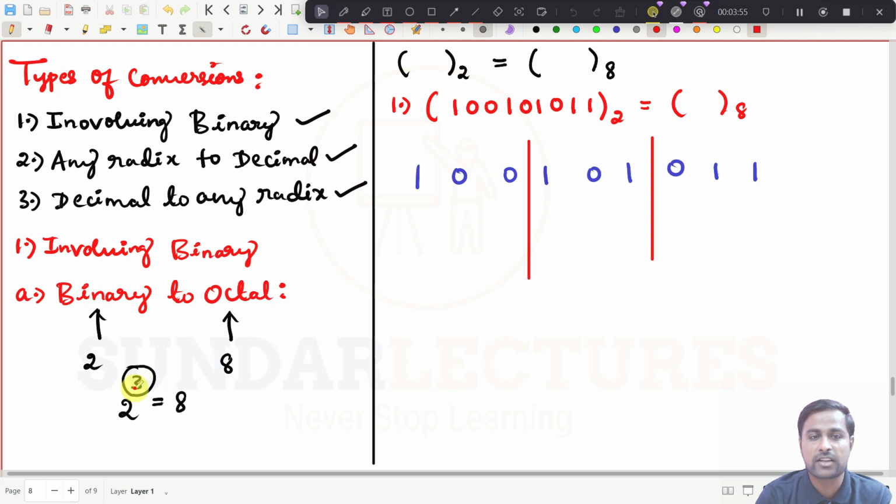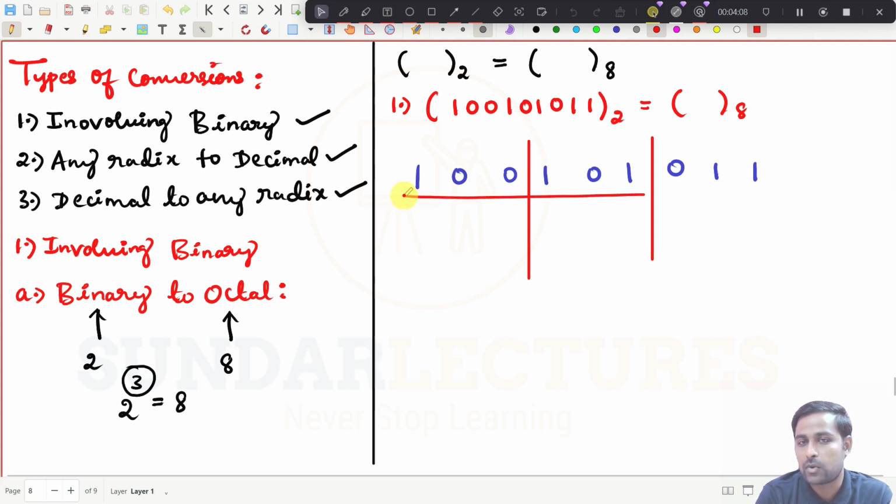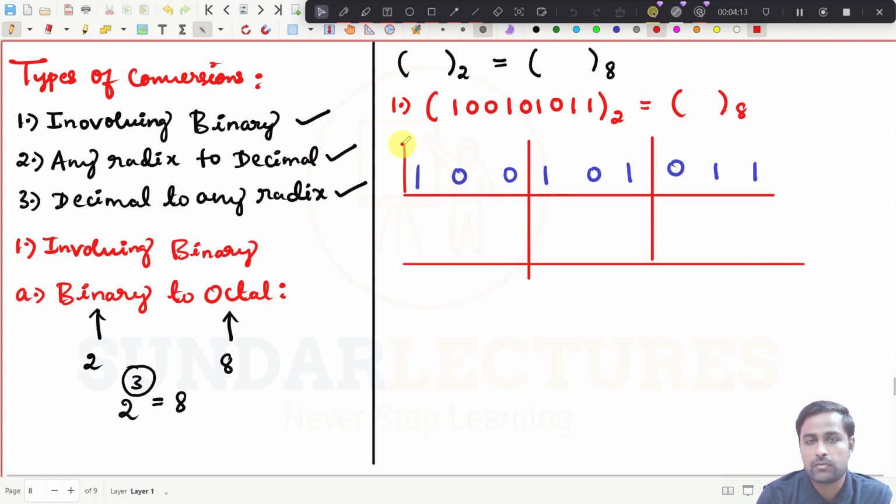3 digits, because we know in binary the base is 2 and in octal the base is 8. So how does 2 become 8? By the combination of 3. So I am splitting it by 3. Right? Now I have split it down. Now I have split it. Right? This is the value.